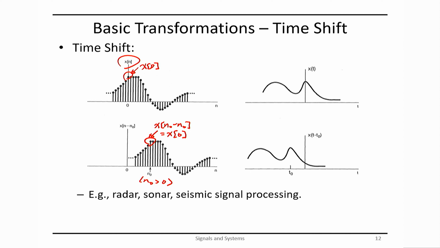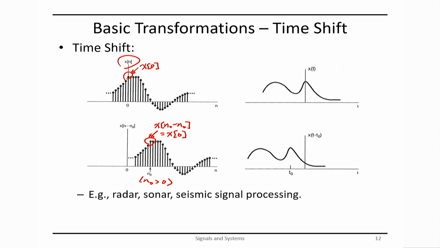So you can see that, making a transformation from x of n to x of n minus n naught, you're shifting the signal to the right by n naught, assuming n naught is positive, okay? Now, if n naught is negative, then this would be shifting to the left instead, okay?